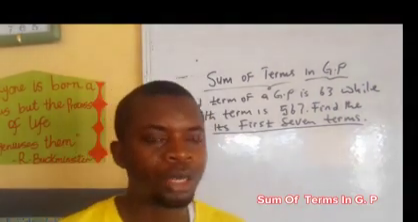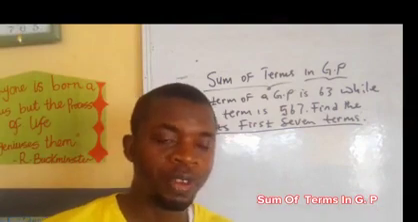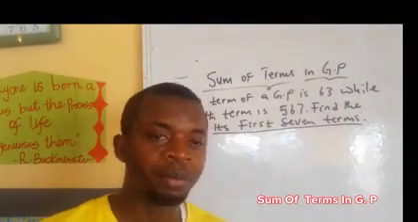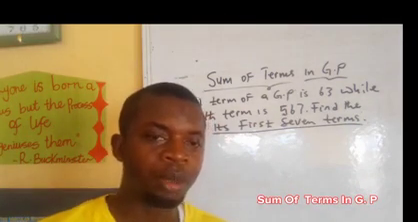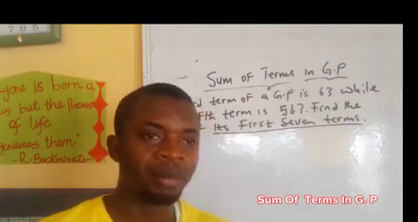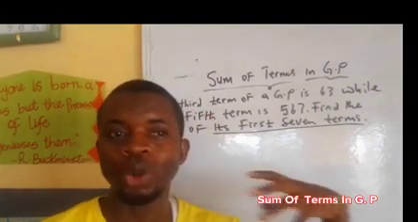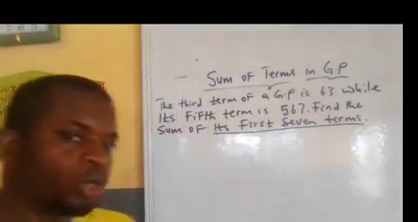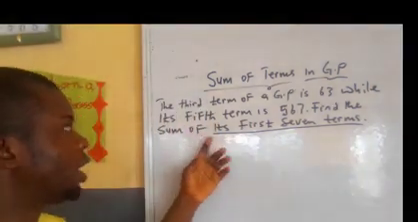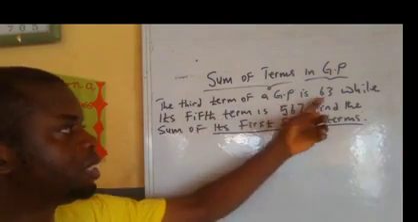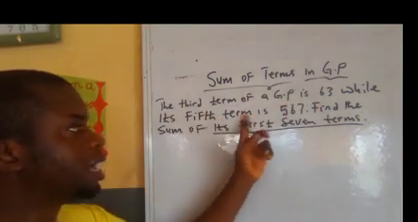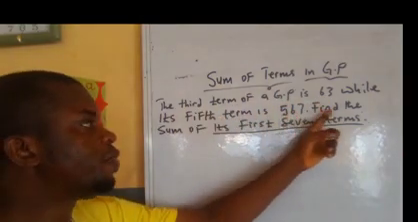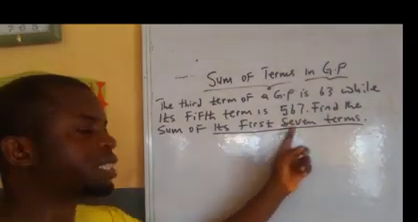means that you are going to add up, starting from the value of the first term, plus the value of the second term, plus the value of the third term, down to the value of the seventh term. You're going to add it up, and whatever you get, that is your answer. So for you to understand what I'm saying, look at the question here. The third term of the GP is 63, the fifth term is 567. Find the sum of its first 7 terms.